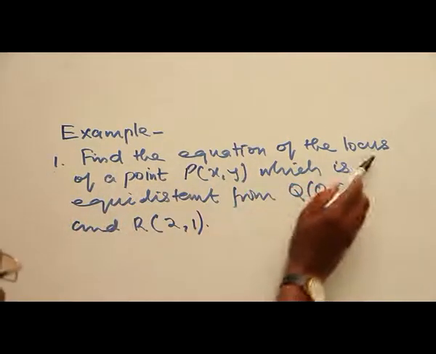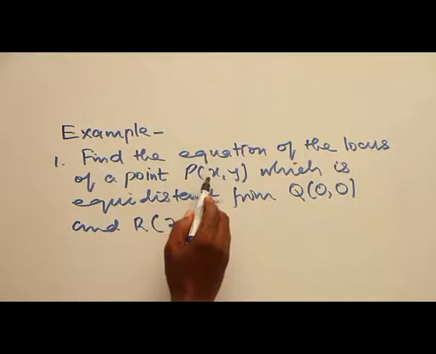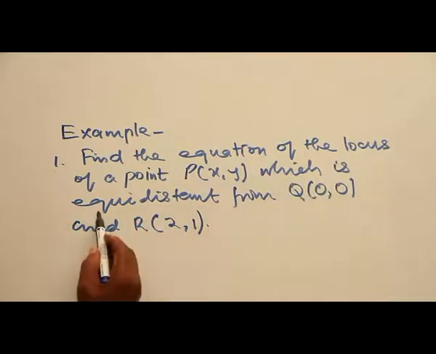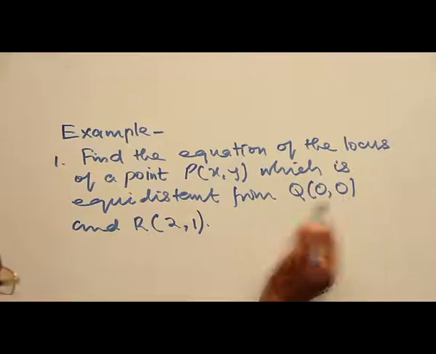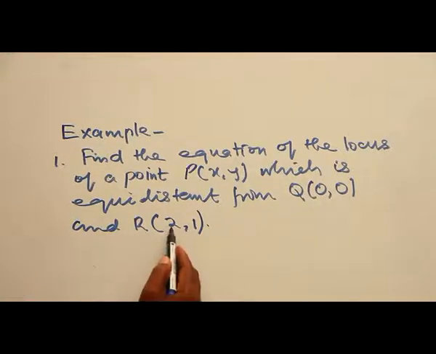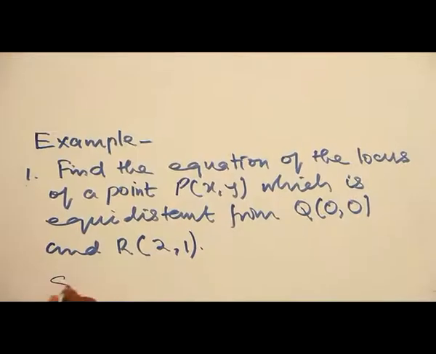Example number 1. Find the equation of the locus of a point P(x, y), which is equidistant from Q, the origin (0, 0), and R(2, 1). Solution.